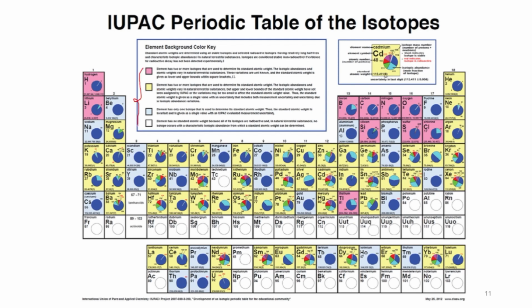Here the color coding is not properly visible. You can go and watch from the website what is the meaning of these different colors, pink, yellow, blue, white. So I will strongly recommend you that you go and just take a look at this IUPAC periodic table of isotopes.